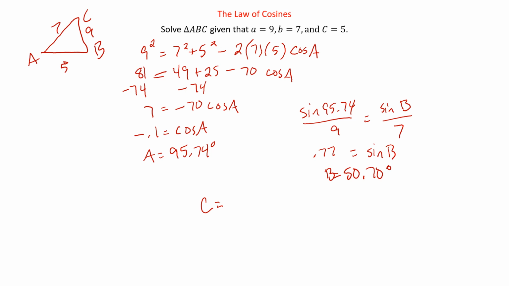180 minus 95.74 minus 50.7 equals 33.56 degrees. And there we have the three angles to go with the three sides. This triangle is solved. So those are the two cases we can deal with law of cosines. With a side angle side, we have to find the side and then an angle using law of sines, or side side side, where you have to find an angle using law of cosines and then the second angle using law of sines, and then the third angle is subtraction.